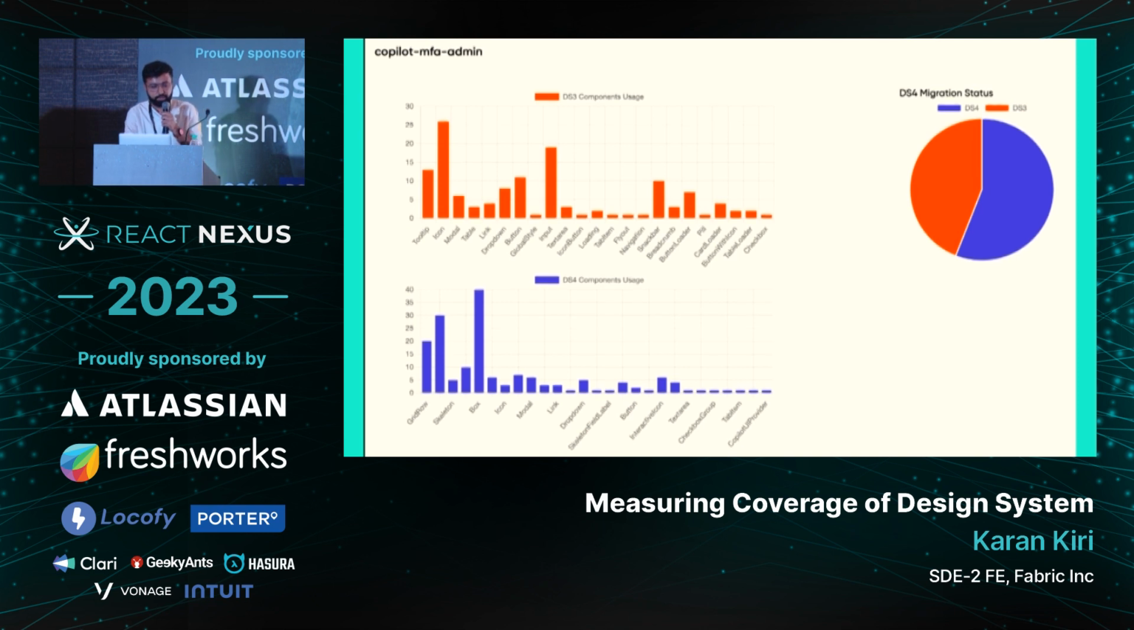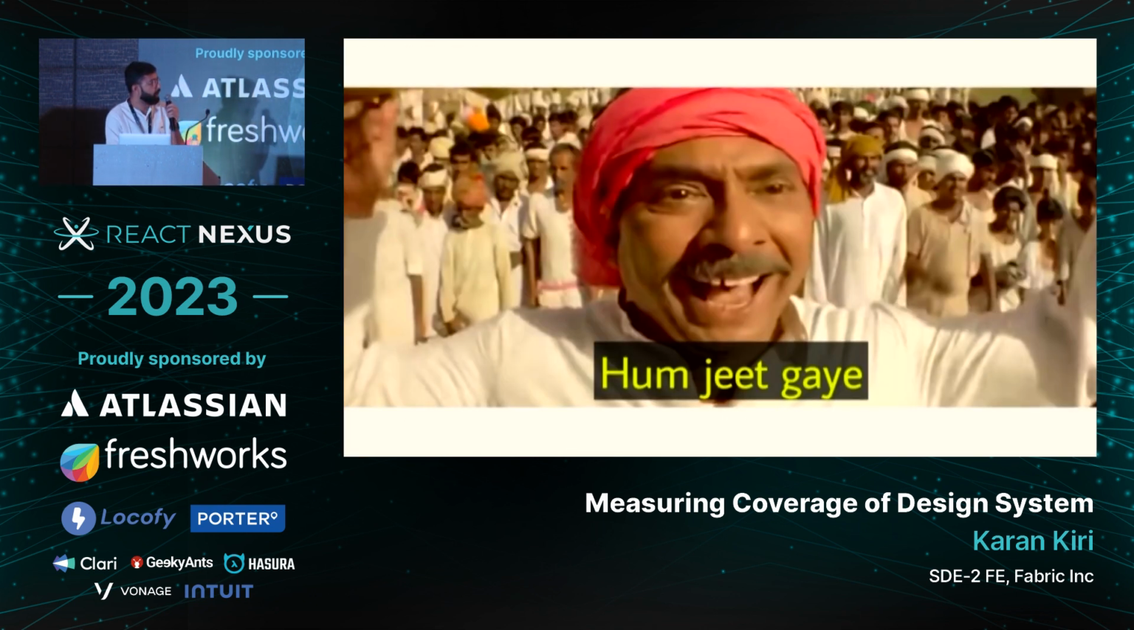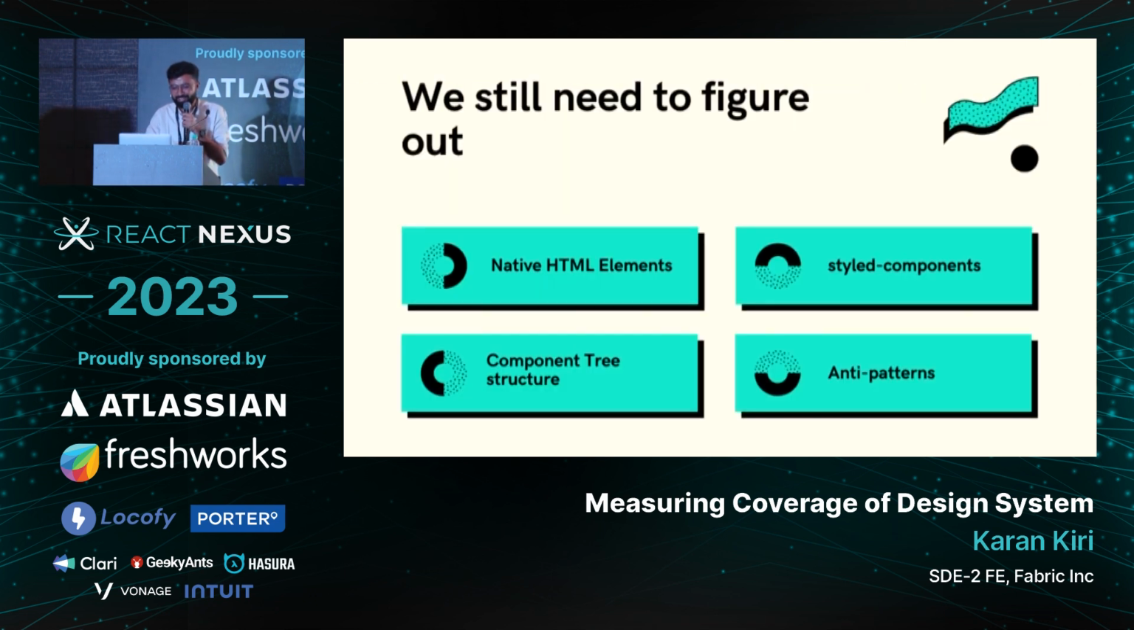So after using that library, we were able to generate this type of chart. Here you can see what components were used from the DS3 library versus the DS4 library, and here you can see the pie graph as well. And I thought, we have done it, but that was not the case. We still needed to figure out all these points that were in the original problem statement.